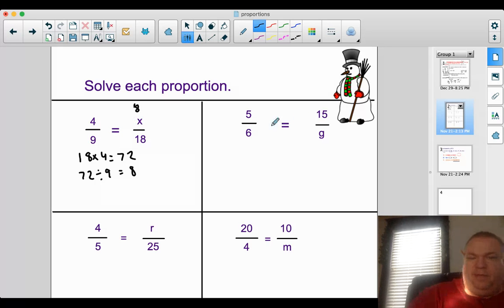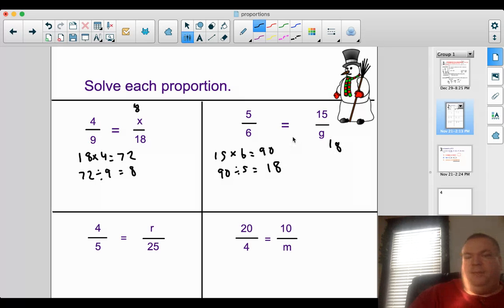Okay, so if I try that on this one, let's start with 15 times 6. Those are the numbers that are diagonal from each other. 15 times 6 is 90. And then I divide by 5, because I know 5 times something should give me 90. I want to know what that something is. So if I divide it by 5, I get 18. So G is equal to 18.